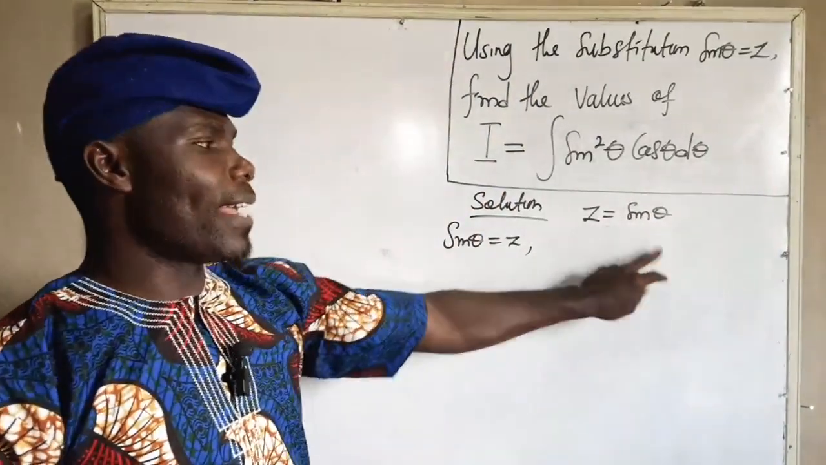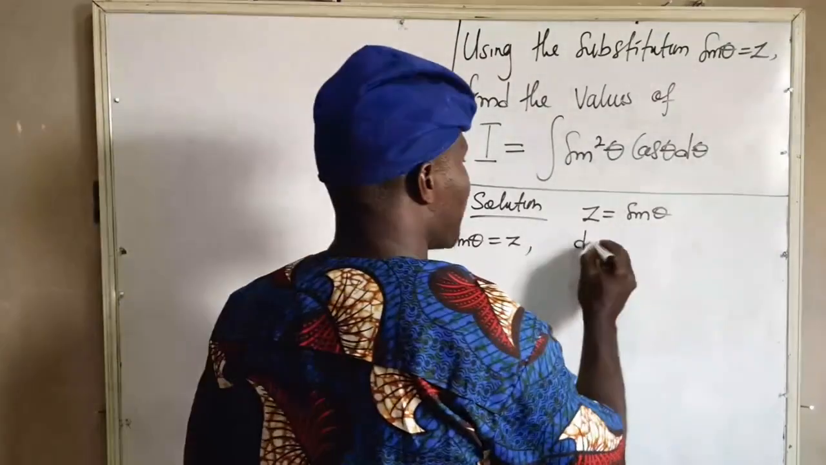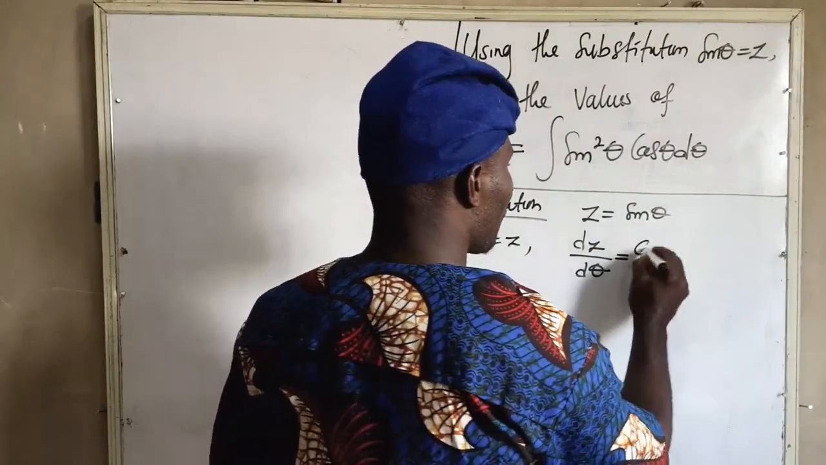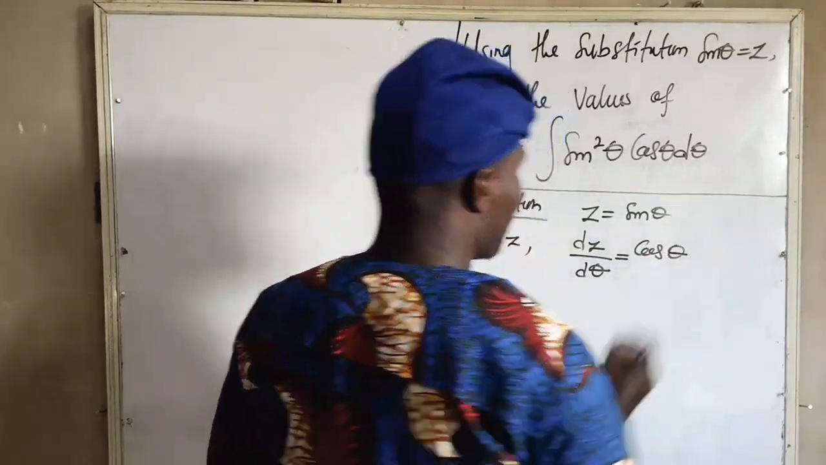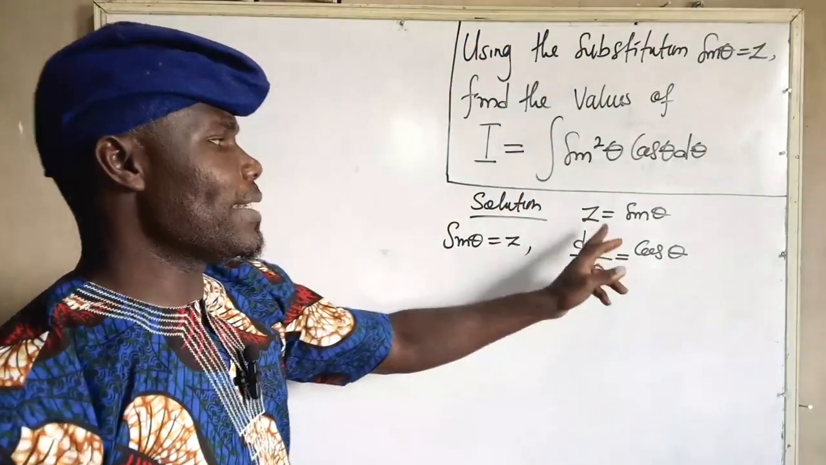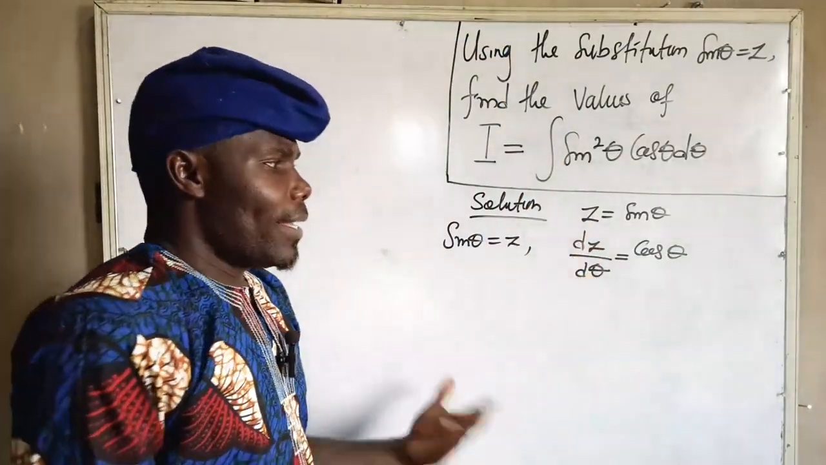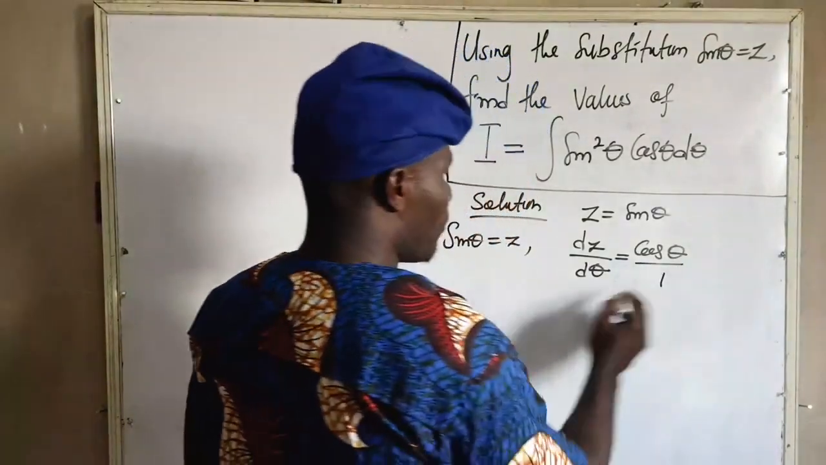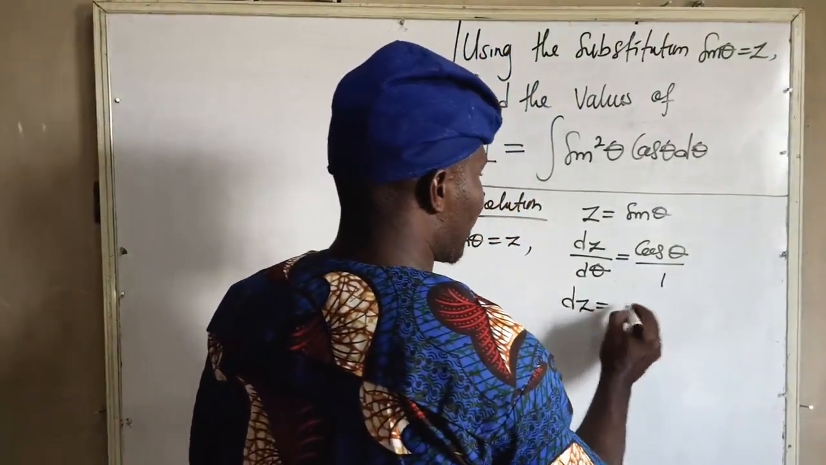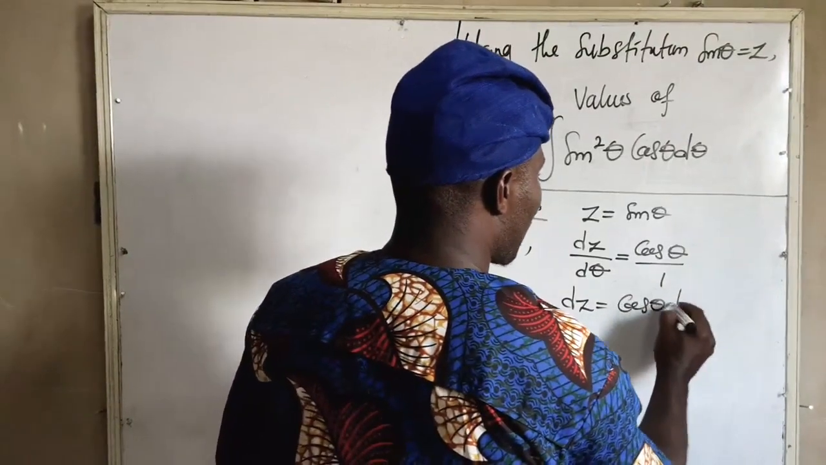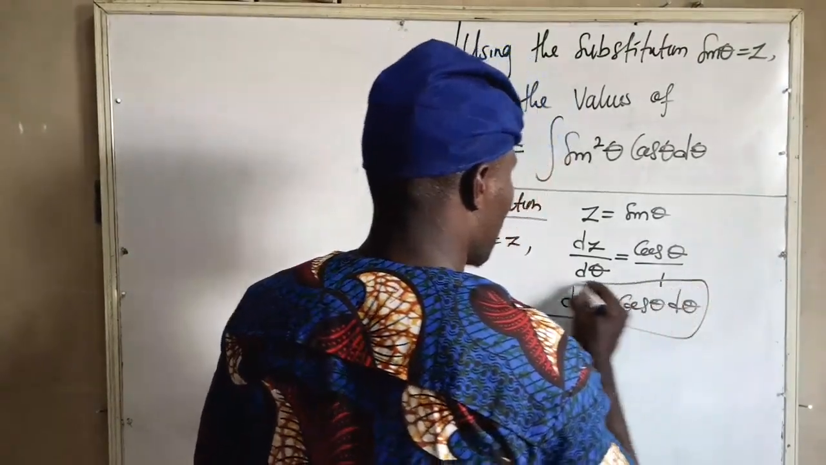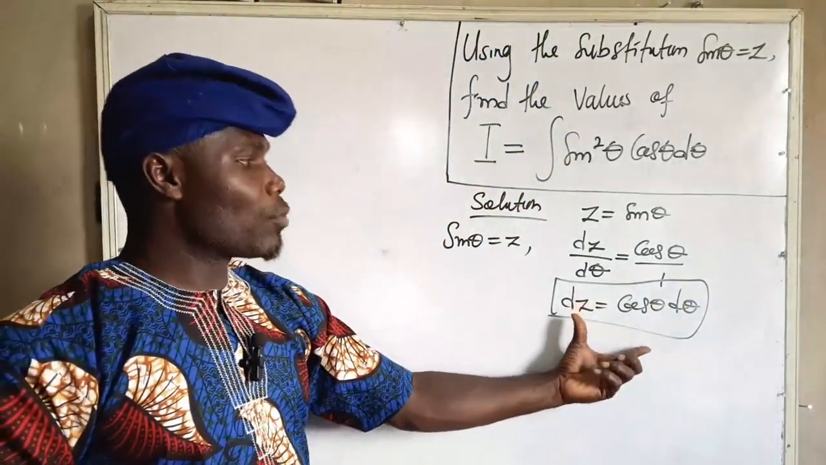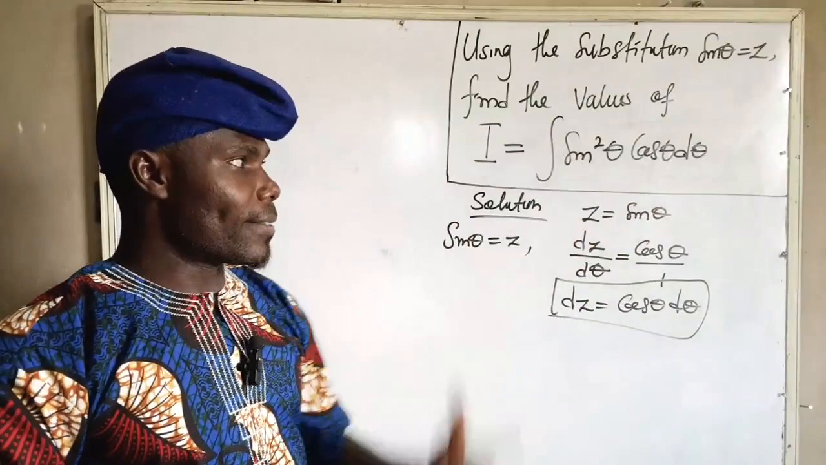By differentiating z with respect to theta, we have dz d theta is equal to cos theta. So if dz d theta is equal to cos theta, let's cross multiply. We have dz is equal to cos theta d theta. We need this to substitute. We have to substitute this into this.